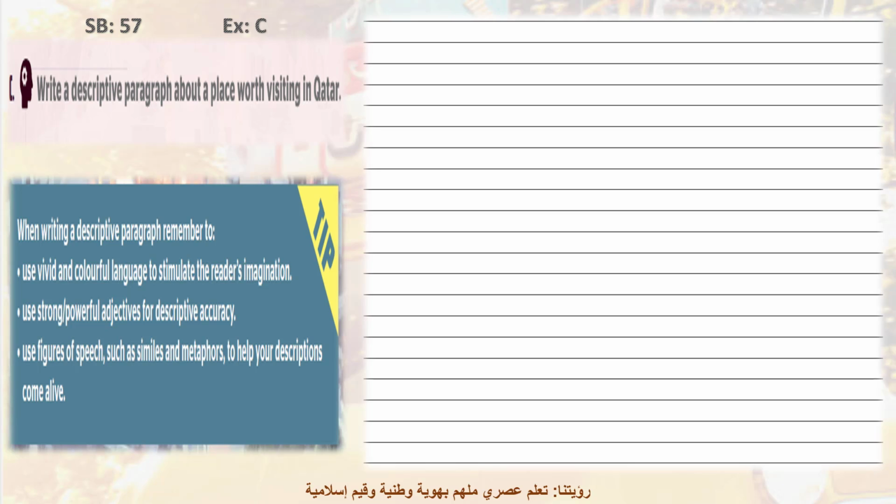Read the tip here. When writing a descriptive paragraph, remember to: 1. Use vivid and colorful language to stimulate the reader's imagination. 2. Use strong or powerful adjectives for descriptive accuracy. Number 3. Use figures of speech such as similes and metaphors to help your description come alive.